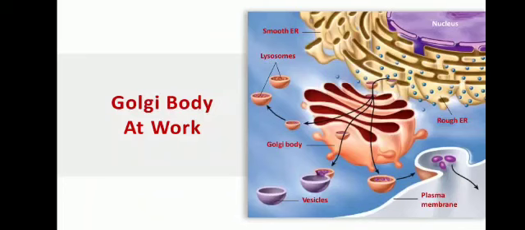And this image indicates how the Golgi body works. From the rough endoplasmic reticulum, vesicles come out. These vesicles attach with another membrane. Then it will give the new Golgi body.